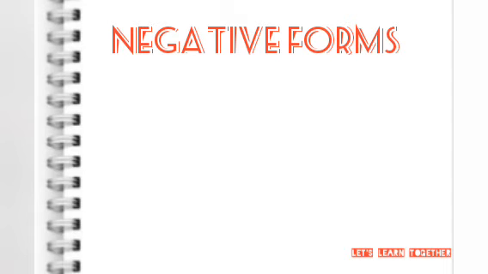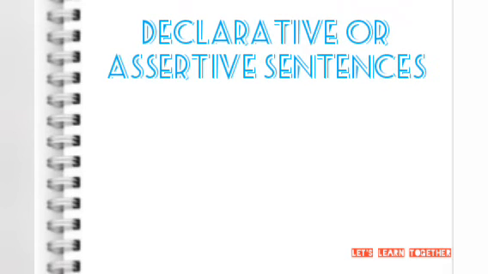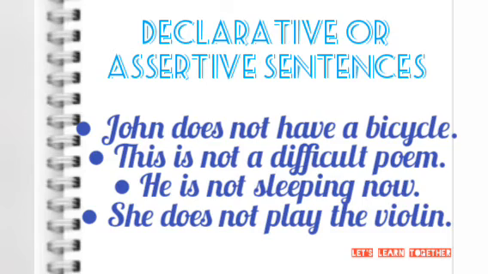And next is negative forms. Three of the four different kinds of sentences can have negative forms. Which are the three kinds of sentences which have a negative form? The first is the declarative or assertive sentence. For example, John does not have a bicycle. This is not a difficult poem. He is not sleeping now. She does not play the violin. All these sentences are assertive or declarative sentences, but in a negative form, where not is used.